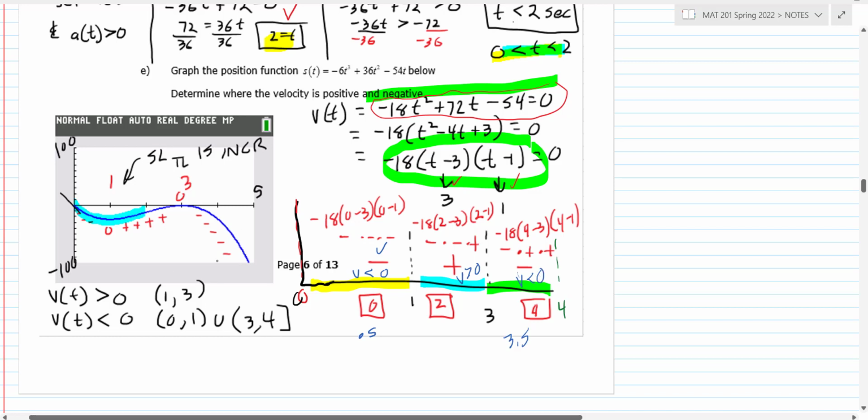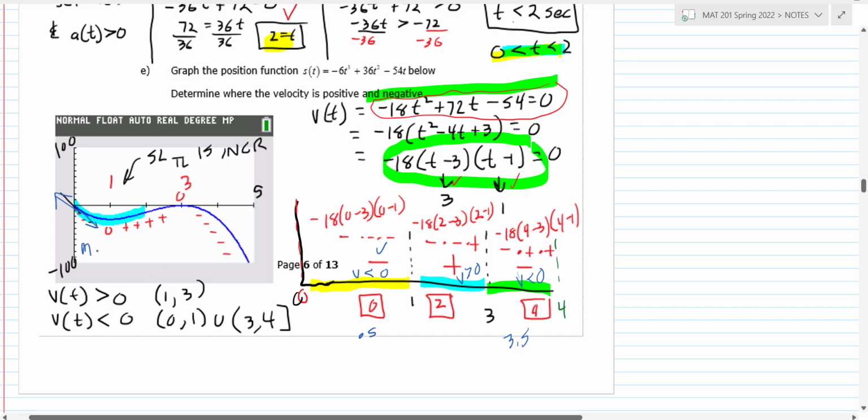And then if you look at this sign chart, this is what this is saying. This is a graph right here of the position function. And notice what's happening on this position function. Between 0 and 1, the slope of the tangent line is negative. The velocity is negative because you're going downhill, kind of. Okay, then from 1 to 3, the graph starts increasing, so you have a positive tangent line.